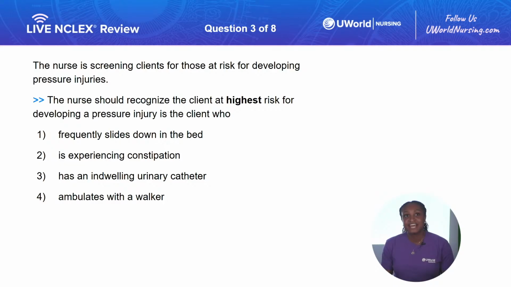Next question. The nurse is screening clients for those at risk for developing pressure injuries. The nurse should recognize the client at highest risk for developing a pressure injury is the client who what? Option 1, frequently slides down in the bed. Option 2 is experiencing constipation. Option 3 has an indwelling urinary catheter. And option 4, ambulates with a walker. Let me know what you guys think in the chat, and we'll go from there.